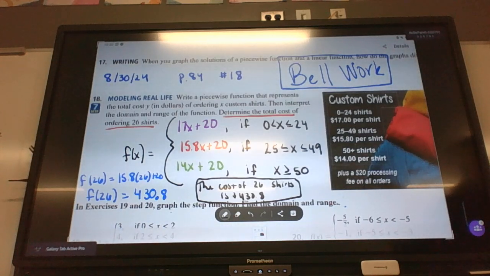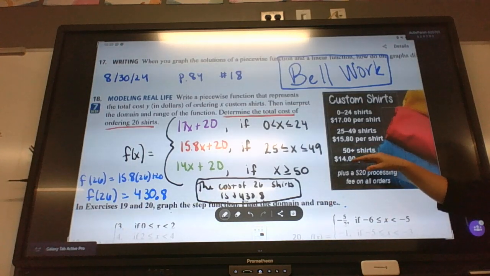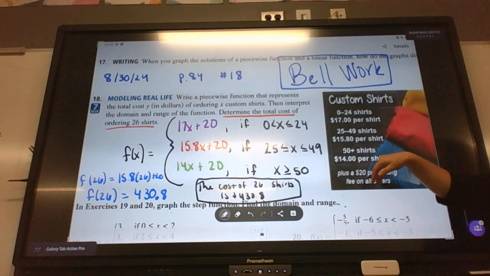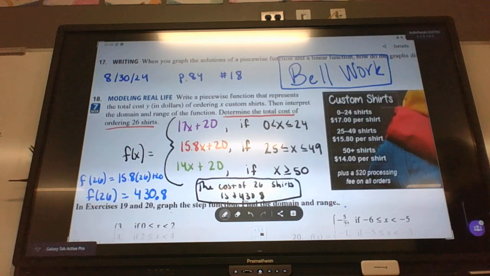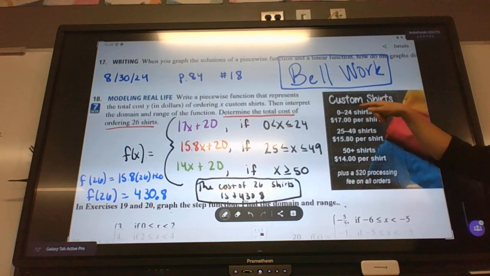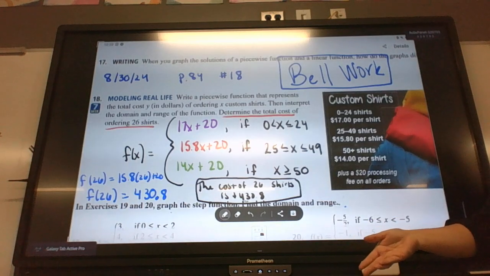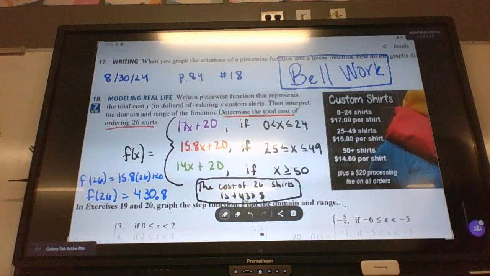When you go on the website, if you click in there that you want 60 shirts, the website automatically grabs this equation. Or if you're at the store and the store clerk types in 10 shirts, the register or the computer automatically pulls this equation. How does the computer do that? How does the computer know the piecewise function?